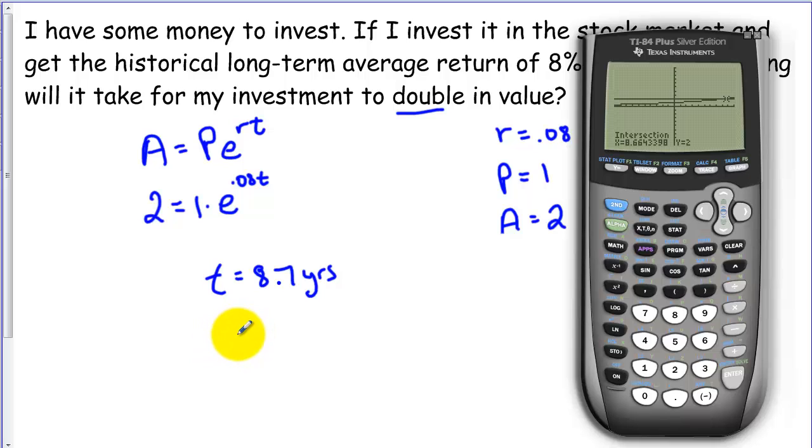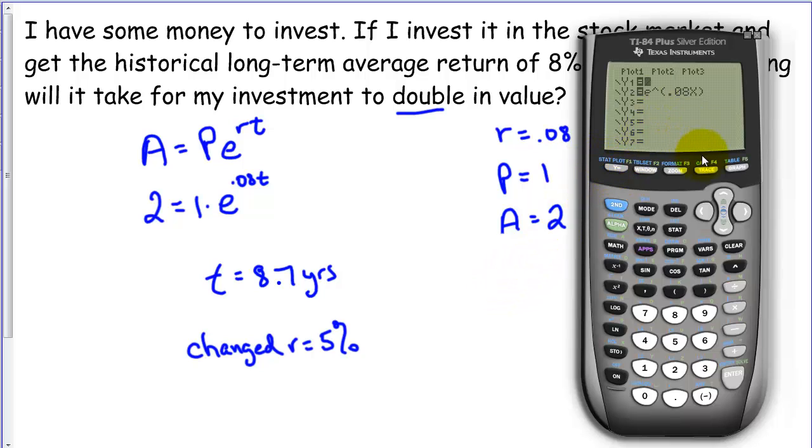Now, what if we wanted to be more conservative in our planning? So what if we changed our assumption on the investment return to be 5%? Let's assume our interest rate's 5%. So let's go back to y equals, and let's change our interest rate to 5%. Now we can graph again. Now it looks like the intersection may be off the screen, so I've got to go into window and we need to go out to more years. So let's change this to say 20 years. Press graph again.